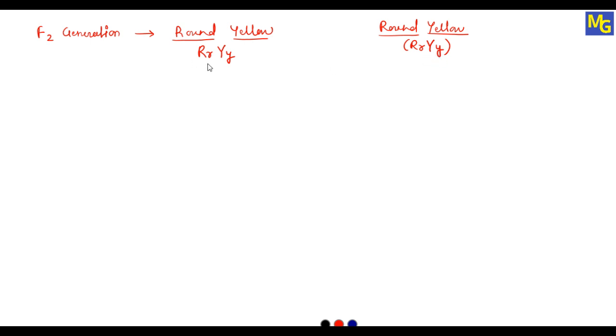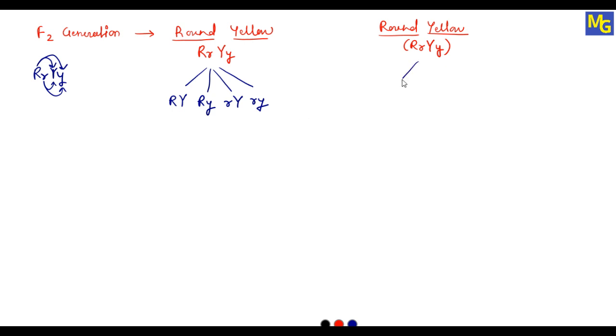Now whatever the genes we are going to get, that we have to write. While writing the genes, you have to remember the trick like this. Capital R, capital Y and small y. Write it like this, and then you should combine like this. Then we are going to get here capital R, capital Y, capital R, small y. Then you have to combine like this. Then I'm going to get small r, capital Y and small r, small y. So like this we will get the genes.